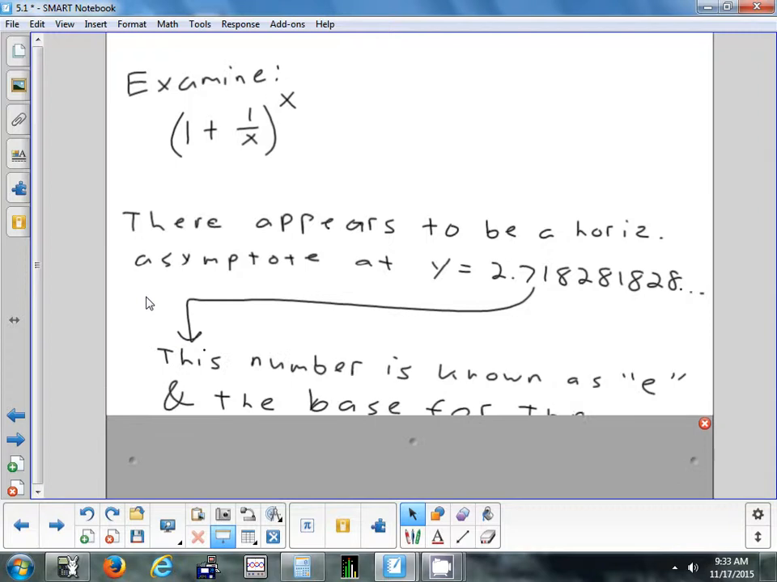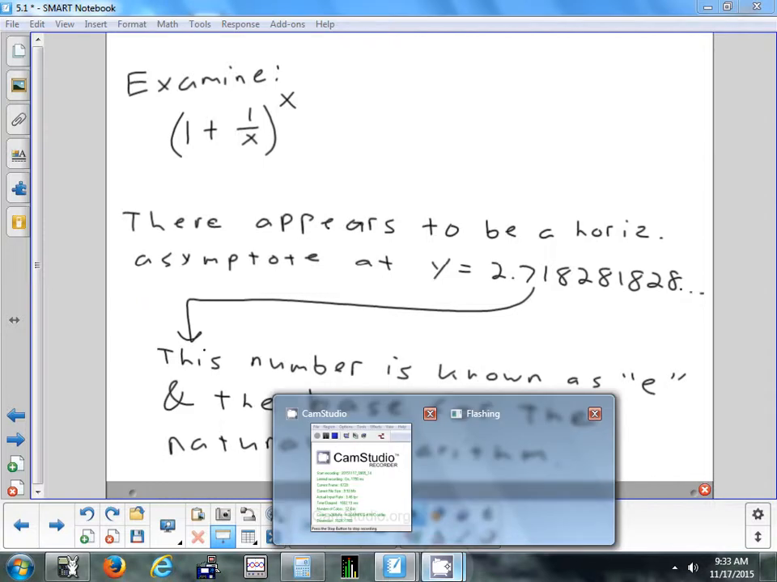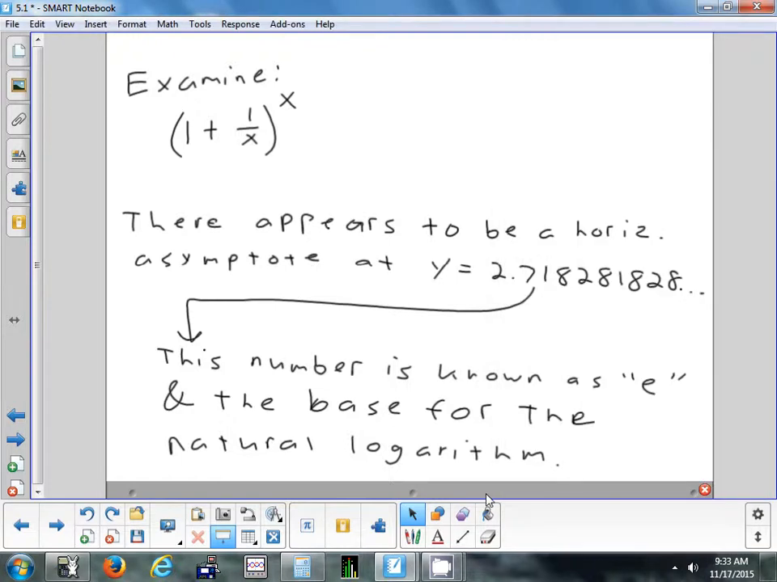It's a horizontal asymptote. And for now, the only thing I'm going to say about it is it's going to be our base when we do natural logarithms. So if you've ever seen the ln button on your calculator, and you wondered what ln stands for, it stands for natural logarithm. And when we look at that later in chapter 5, this number e is going to pop up. So it's just kind of weird that we get this horizontal asymptote right at e if you graph that function. But that's all I wanted you to see.